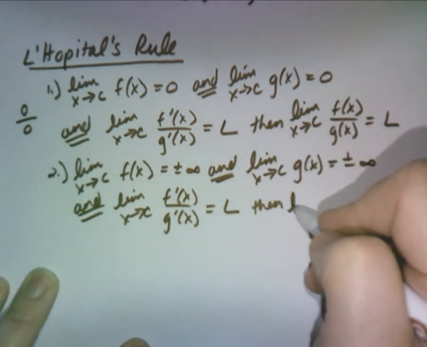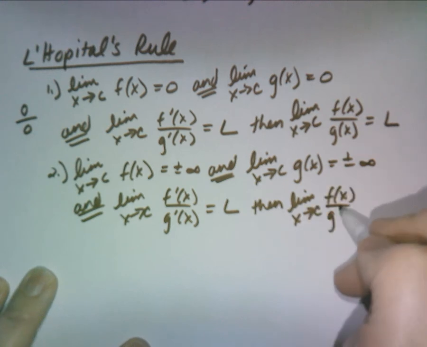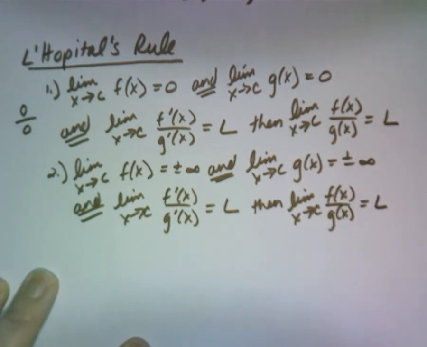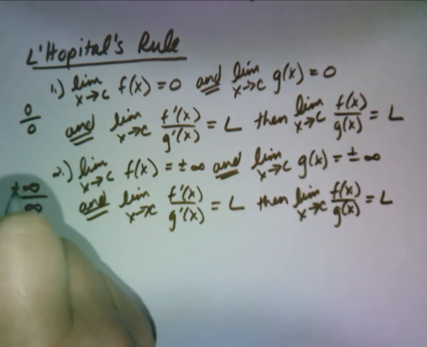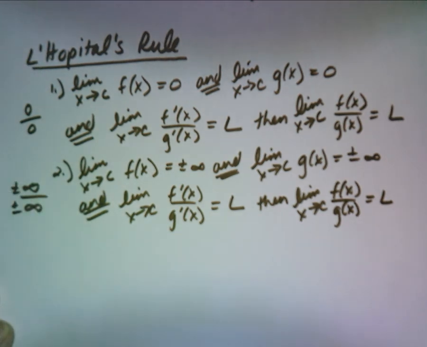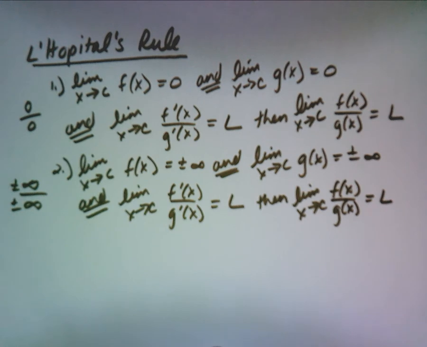Then I could have said all along that the limit as x approaches c of the original f of x over g of x also equals that limit. This is for the indeterminate form infinity over infinity, or plus or minus infinity. So write those down. And again, if you still don't get what I just said, it's okay. We're about to do an example and you will be enlightened.